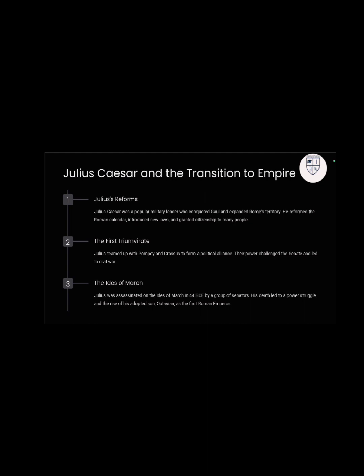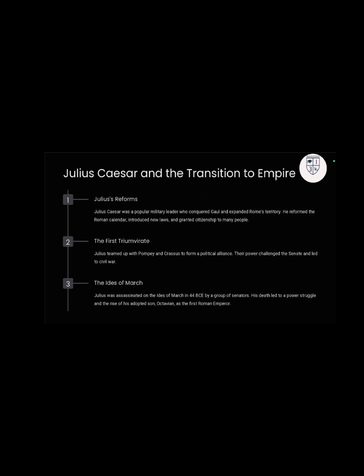He reformed the Roman calendar, introduced new laws, and granted citizenship to many people. As I said, Julius Caesar was a popular military leader who conquered Gaul, the ancient name for France, and expanded Rome's territory. He reformed the Roman calendar. So the calendar we use today was made by Julius Caesar.